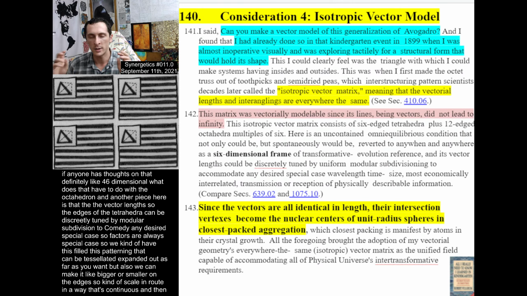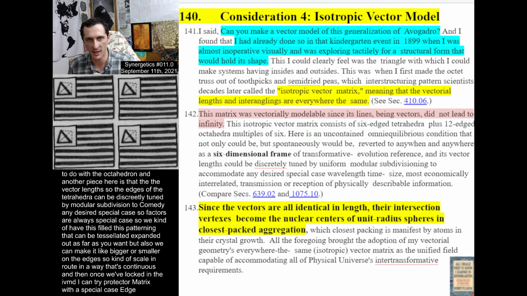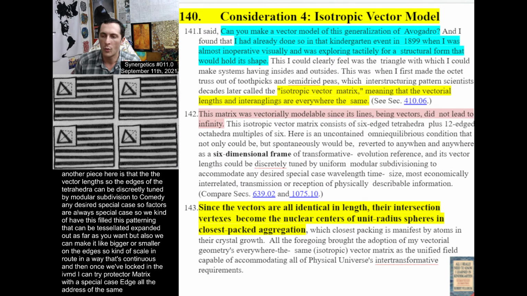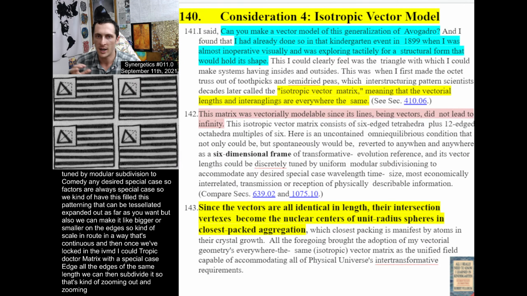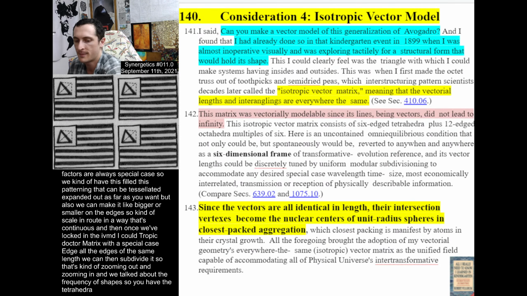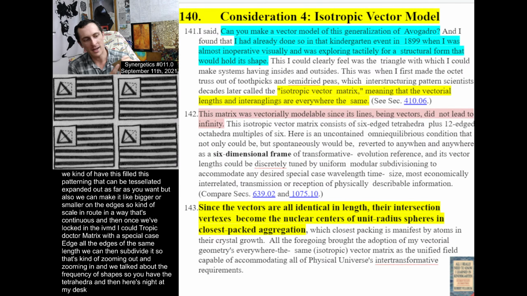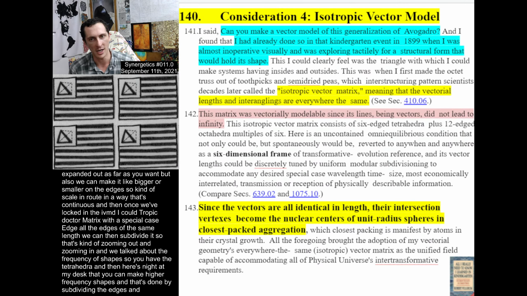And then once we've locked in the IVM, the isotropic vector matrix, with a special case edge, all the edges are the same length, we can then subdivide. And so that's kind of zooming out and zooming in, and we talk about the frequency of shapes. So you have the tetrahedra, and then here's my desk tet. You can make higher frequency shapes, and that's done by subdividing the edges and inscribing shapes inside of that.